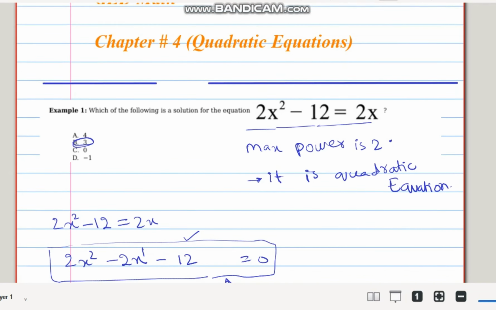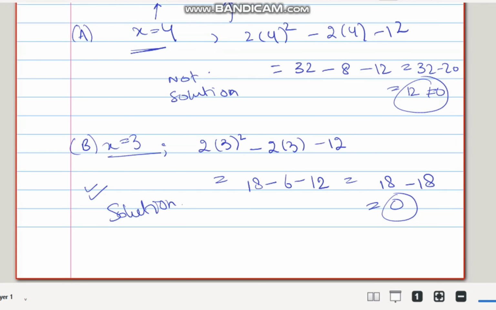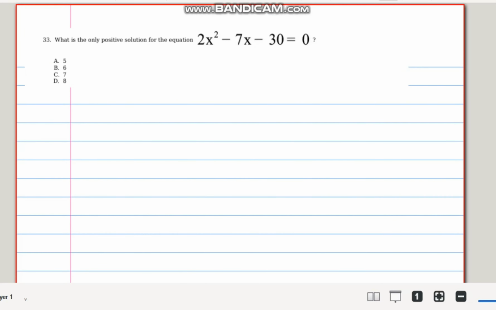So now we are going to solve another question. What is the only positive solution? Please focus on this one. Positive solution. Okay, positive.